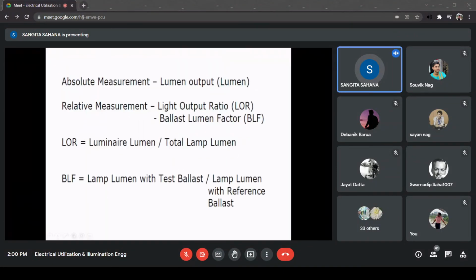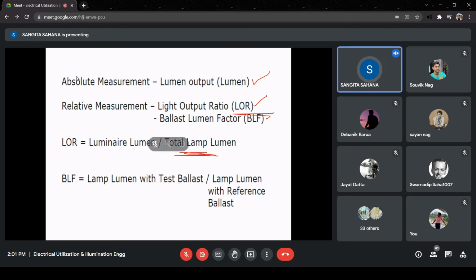Okay, so here the absolute measurement or the main measurement which we do using the integrating sphere is the lumen output. Then instead of that, we can also do the measurement of light output ratio and ballast lumen factor. If you remember the light output ratio, that was the efficiency of a luminaire. How much light we can get if we use the bare lamp along with a luminaire. Instead of the bare lamp, in a street light we always use the luminaire. So how much light we are getting from the luminaire instead of the bare lamp. So light output ratio is the luminaire lumen to the bare lamp lumen. If there are more than one lamp, then total lamp lumen.